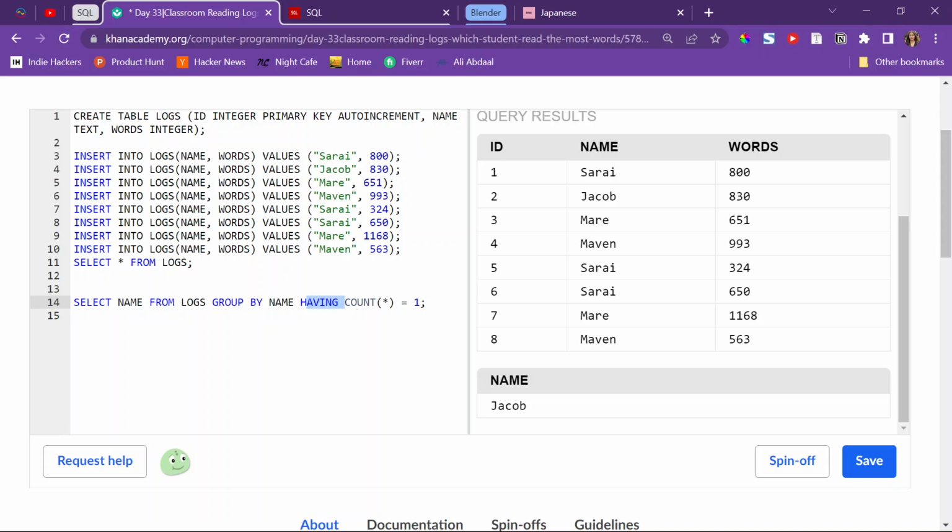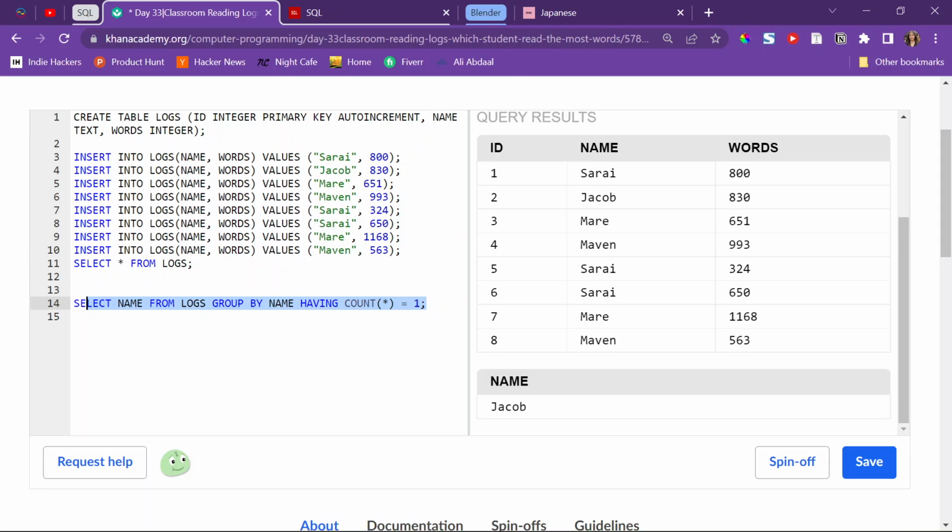Because having usually deals with groups of things, whereas where is used when it's just going through the entire database, like single item or single row by row. So it's selecting the name, so all the names from the logs, and it's grouping them by the name, so even if there are multiple entries, it's just going to be one Sarai, one Jacob, one Mare, even though I logged in 3 times. And then it's saying where they have a count of, actually, equal to 1. So when they only did 1 log in the database, and that's Jacob.